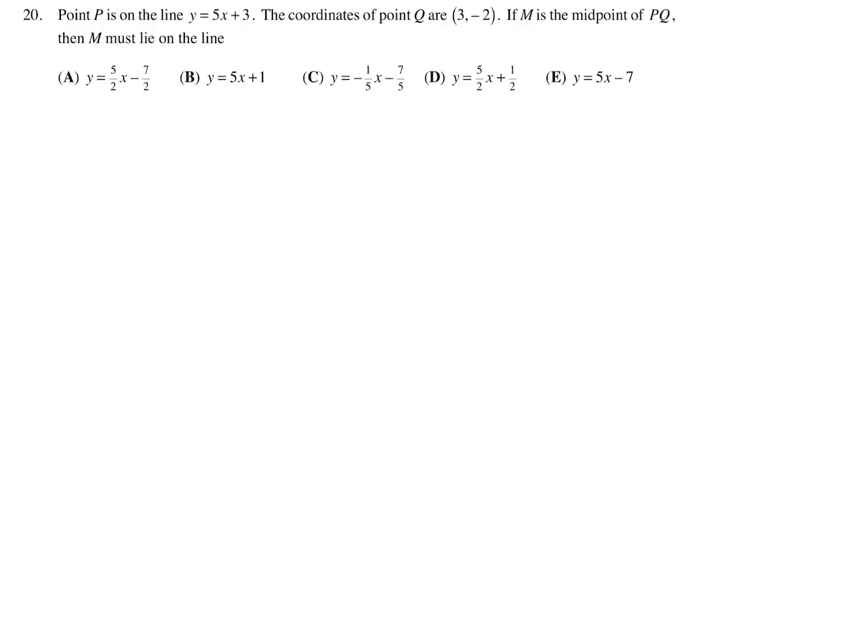Point M is on the line y is equal to 5x plus 3. The coordinates of point Q are 3, negative 2. If M is the midpoint of PQ, then M must lie on the line.